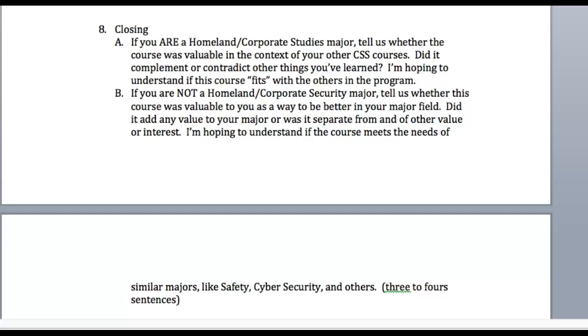But whatever your major might be, let me know whether this was perhaps interesting but not really related at all, and I don't know how I'll use it, that's okay. Or I didn't find it interesting at all, or it was interesting and I might use some portions of it in my major. So I'm just trying to get a good feel. Three or 4 sentences. Again, these are all little bits and pieces that add together to make a paper.